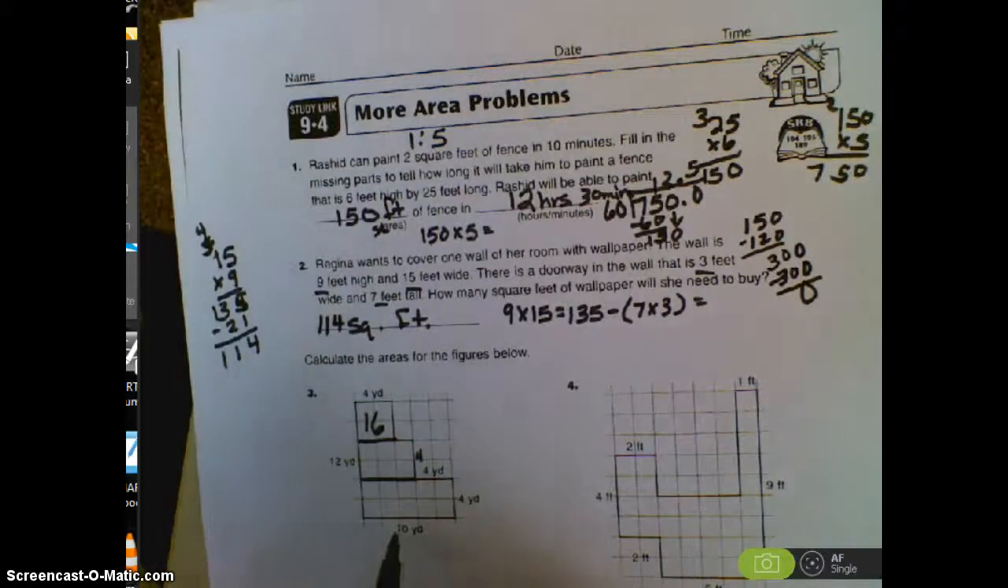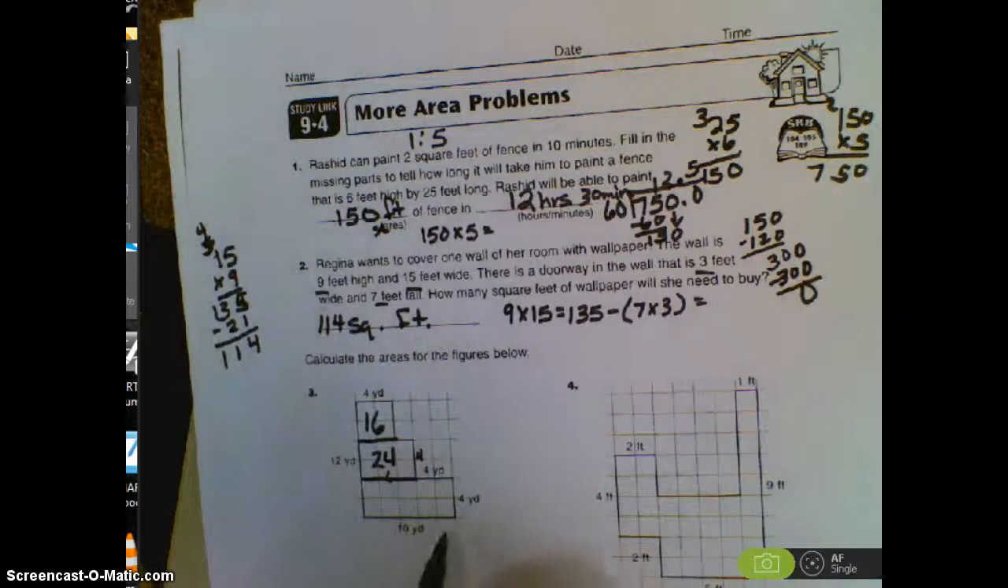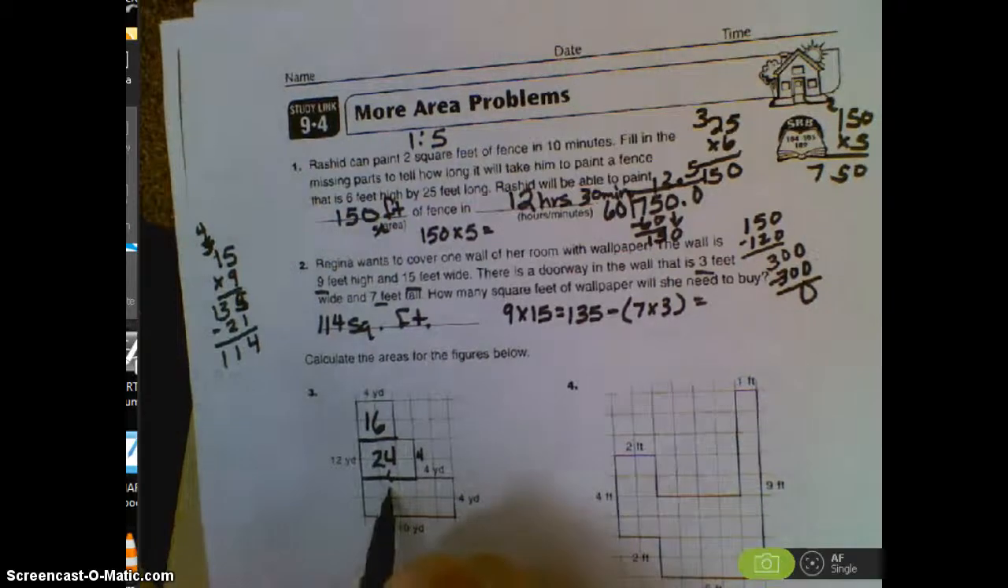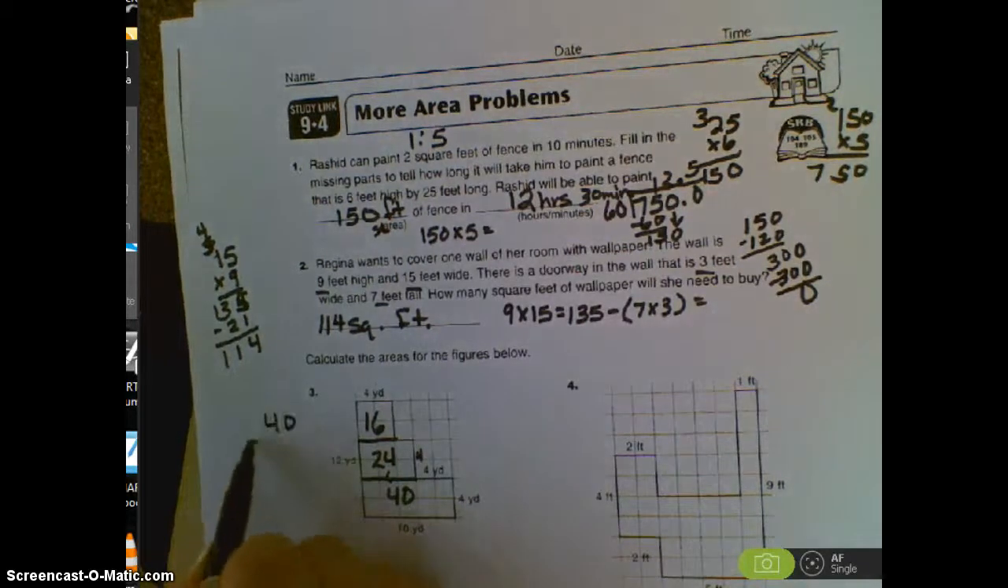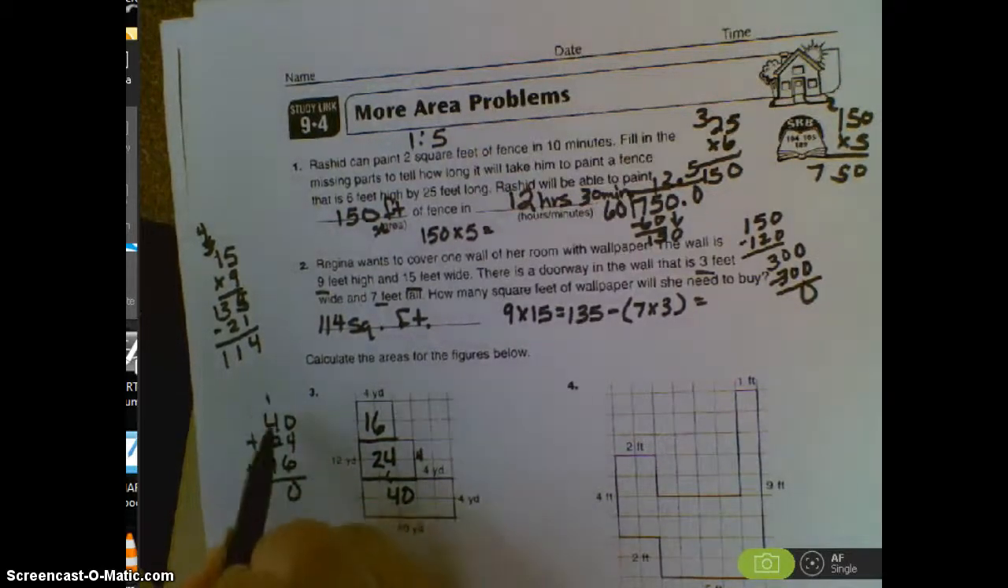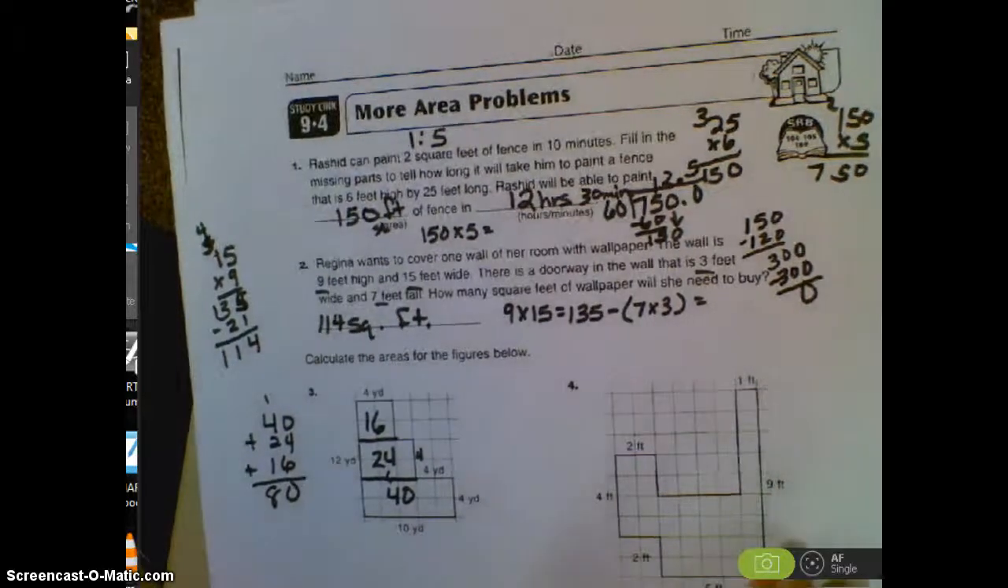So 10 minus the 4, we'll leave this at 6. So now I've got 6 times 4, and I find out that is 24, the area of this. And now I've got this bigger piece. 10 times 4 is 40. Now I just have to add them all up. 40 plus 24 plus 16. And I get 80 yards squared.